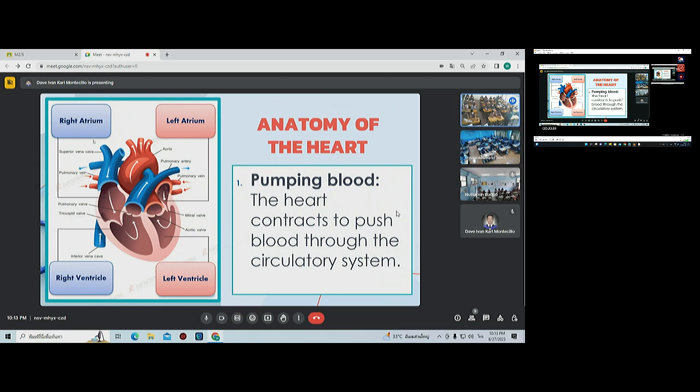Okay, very good. This is the superior vena cava. As you can see on the arrow, the blue, deoxygenated blood enters the superior vena cava, enters the right atrium, pumps down to the right ventricle, and pumps out to the pulmonary artery.